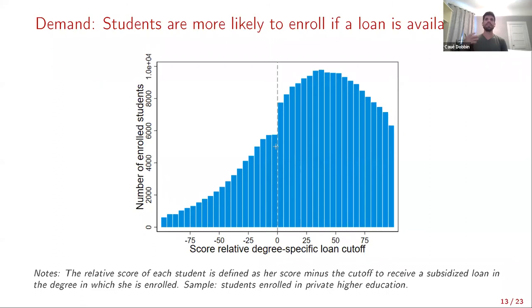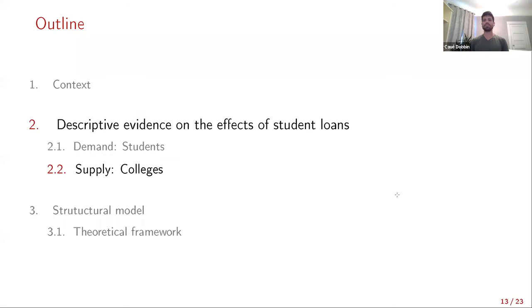If loans didn't change the way people make choices at all, if people didn't care about loans, this would be flat. You would see no difference in being above and below the minimum score. And if this was massive, it means that people really just enroll if they have a loan. So the size of the jump is going to give us how much having a loan changes the student's choices regarding enrollment. So now I'm going to move to the second piece of the evidence, which is how colleges respond to student loans.